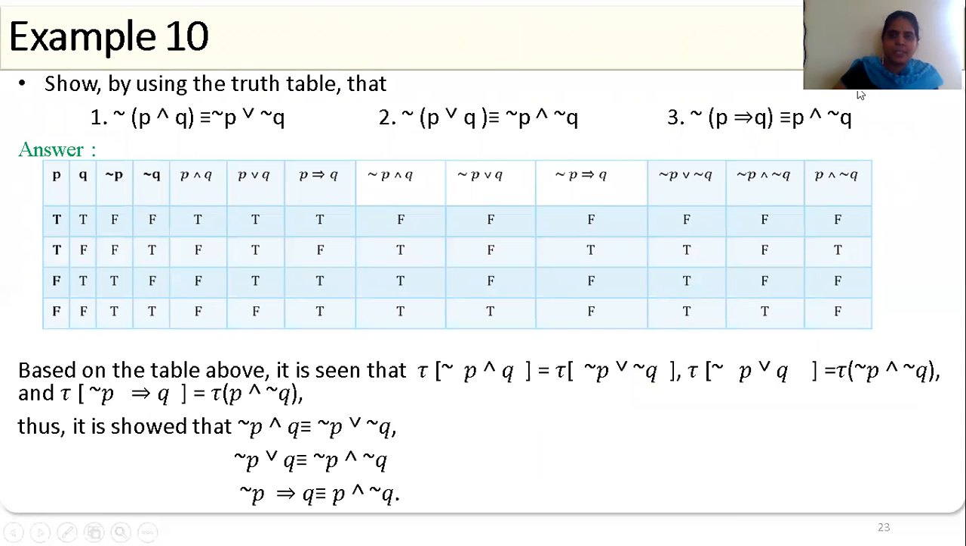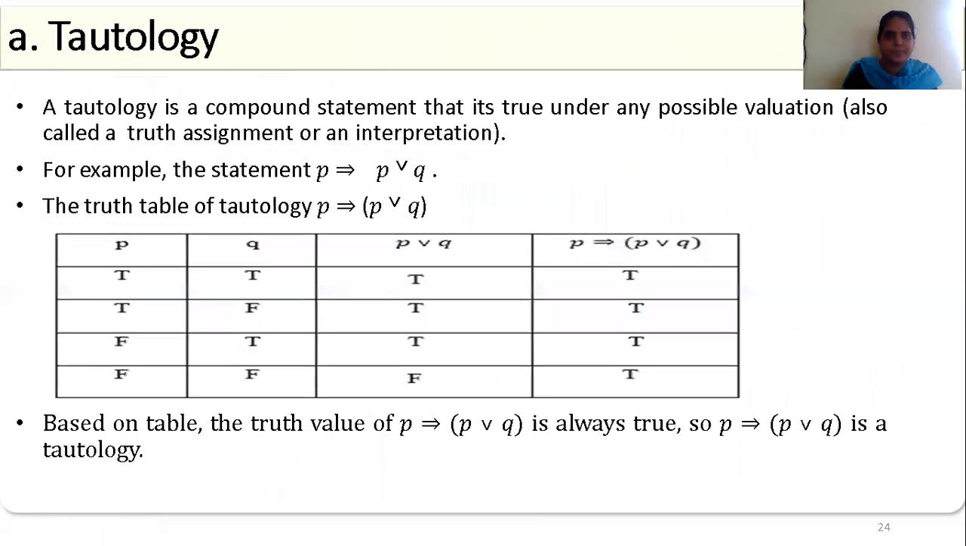This is a simple example. You can observe here the truth values for negation of (P and Q) and negation of P or negation of Q. Here we can observe that the truth values of the first and this one are the same, so we can say that they are logically equivalent.